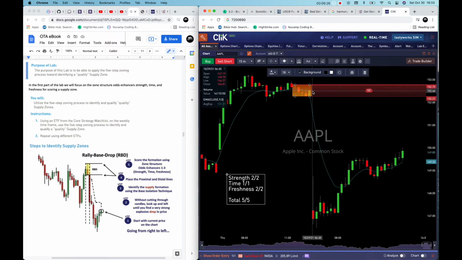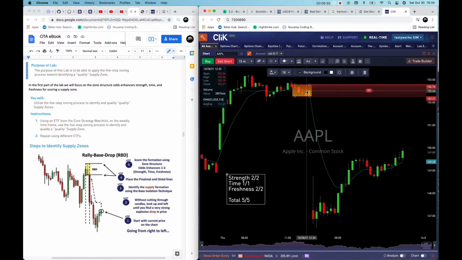All right. So we see that there's an explosive drop here, and we see that this is the origin of this explosive drop. If you recall, whenever it comes to gap candles, you basically just want to identify whether it's a drop or an increase in price, and then you are going to color in that particular candle appropriately. At any rate, we now move into the 3-step base isolation process.